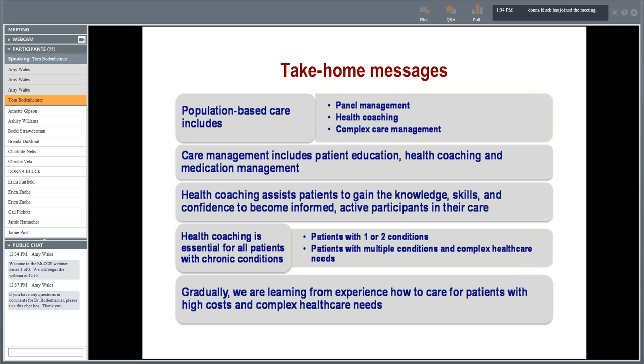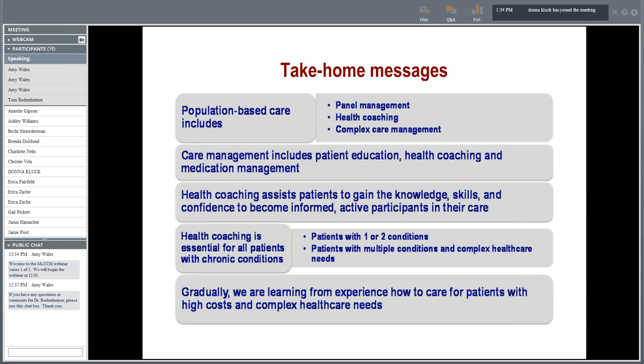So, coming to the end, what are the take-home messages? Population-based care has different levels. You can stratify your population. Everyone needs panel management, making sure that they have the preventive and chronic care, regular things that everyone needs. Some people need health coaching if they have a chronic disease. And then a small number of people in your panel need complex care management. Of course, that's what most of you, I think, who are here today spend your time doing, is working with the complex patients.